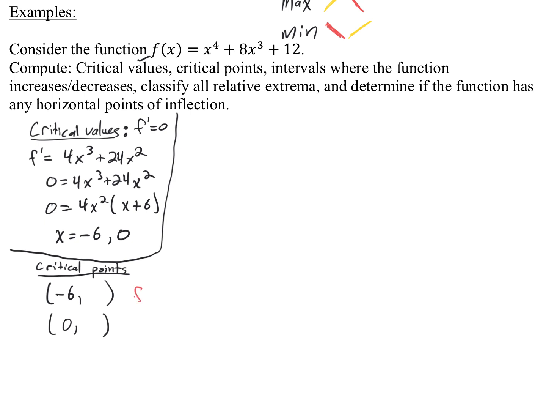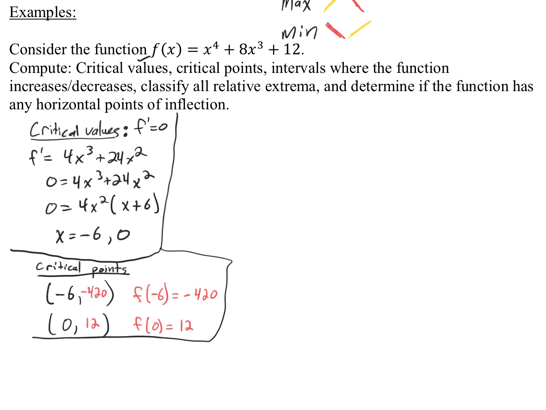We are plugging in f of -6. I'll go ahead and do that in a calculator, and I get -420. So -420. To get the y value for 0, this one you can do in your head fairly easily. You should just get 12 as the y value for 0. So we now have our critical points.